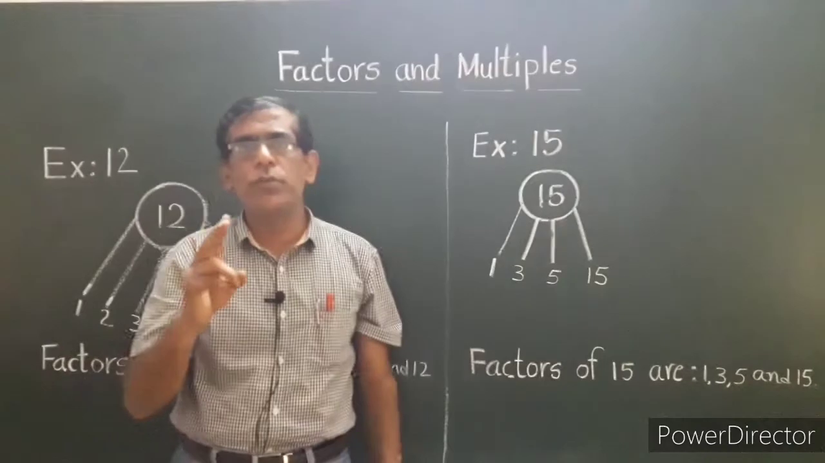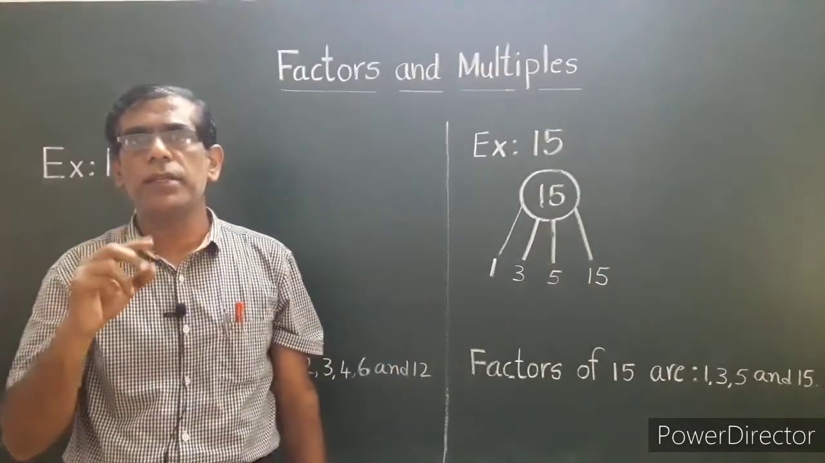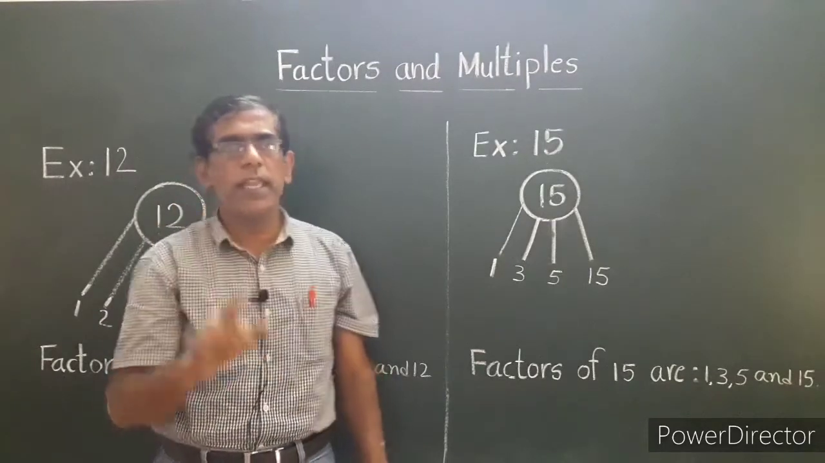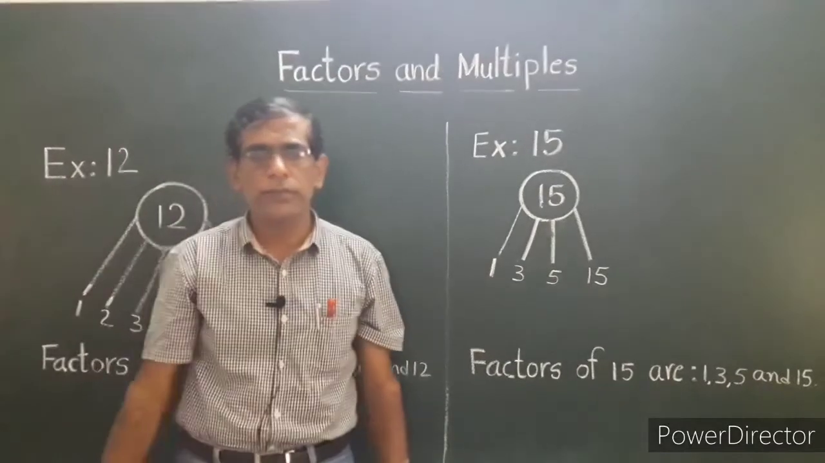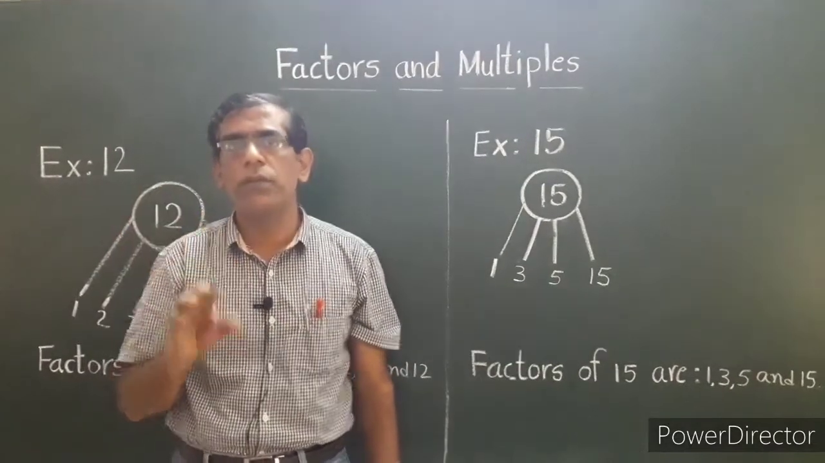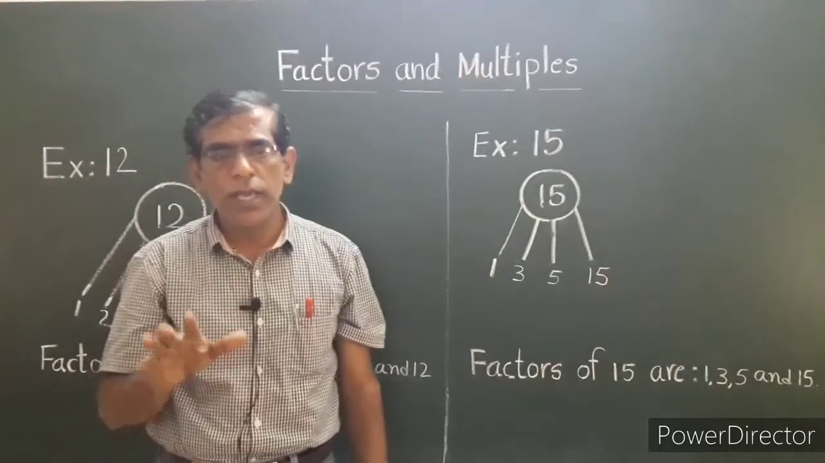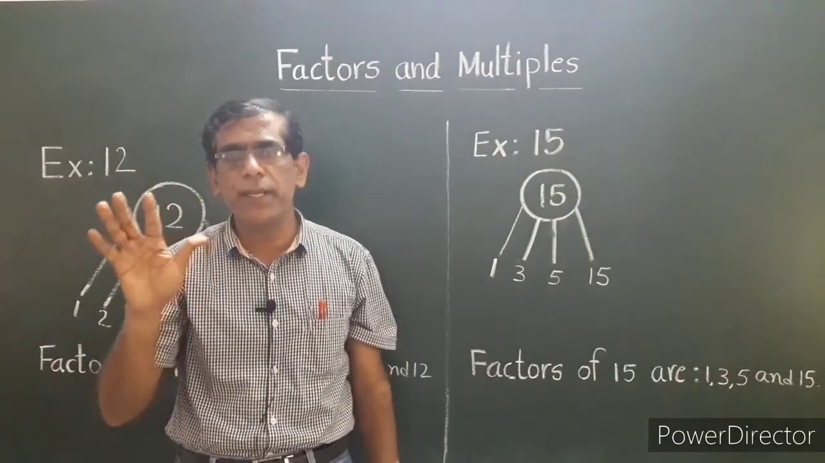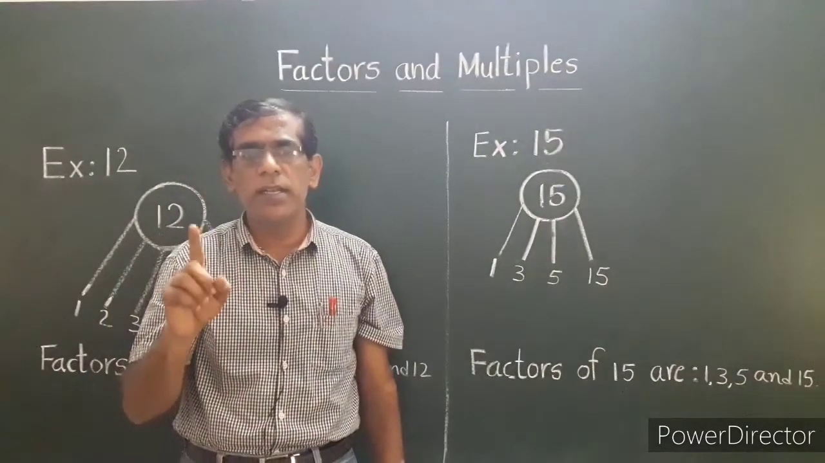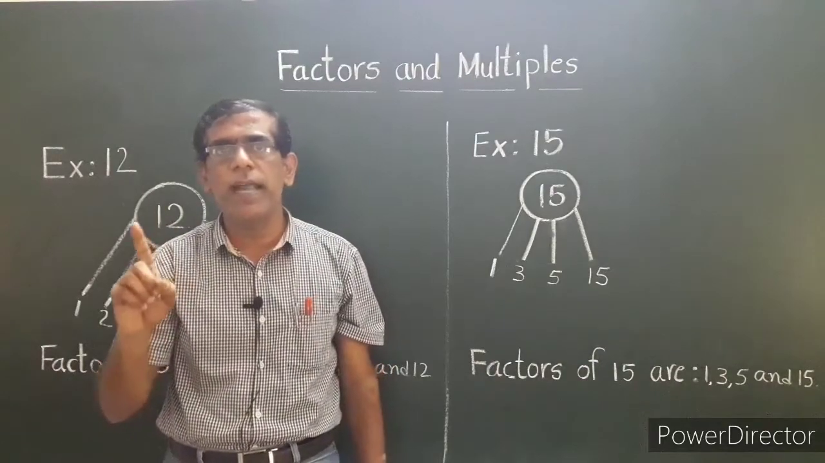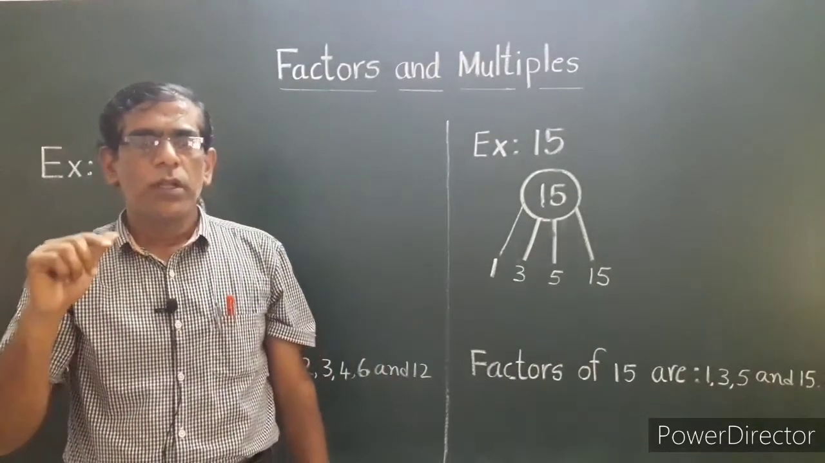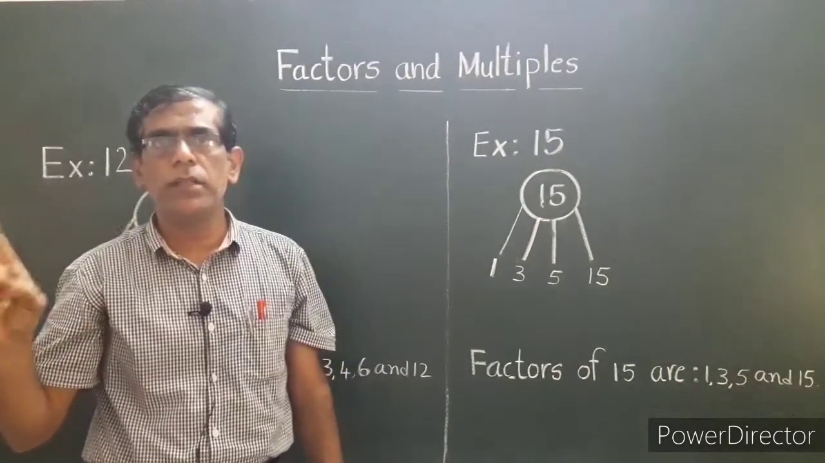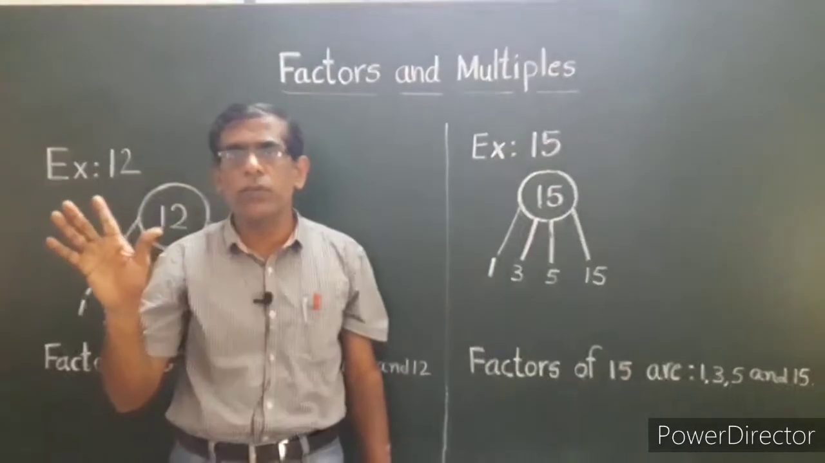Now I distribute 2 pens per student. Here 2 is an even number. 15 is an odd number. Therefore, 15 doesn't get exactly divided by 2. So, then 2 is not a factor of 15.